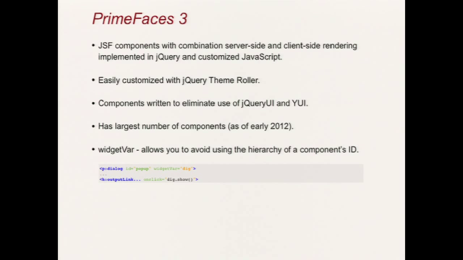So this dialog box has a widget var of DLG, and then you can have an output link that on click shows the dialog box, and you can refer to it as DLG. So that's kind of neat. You don't have to go through the hierarchy of Form 1 and wherever it is on the page.